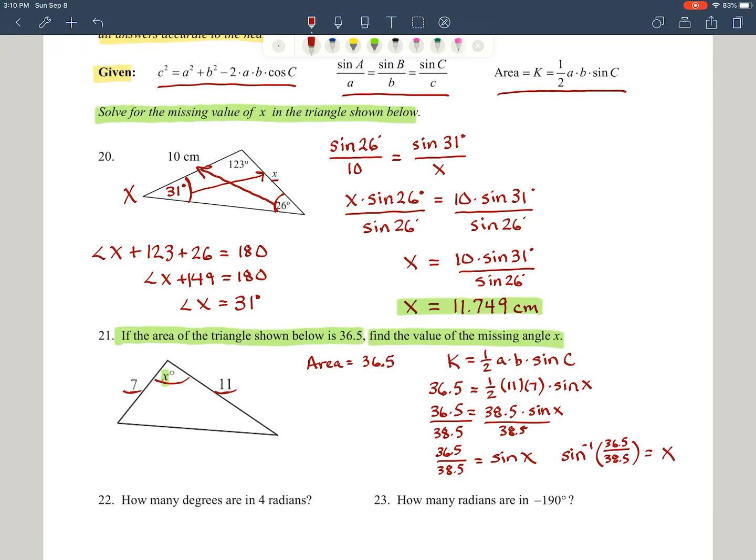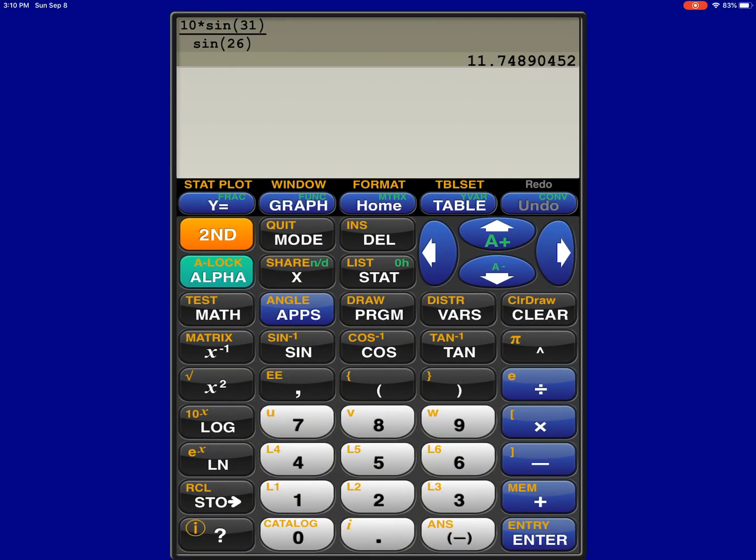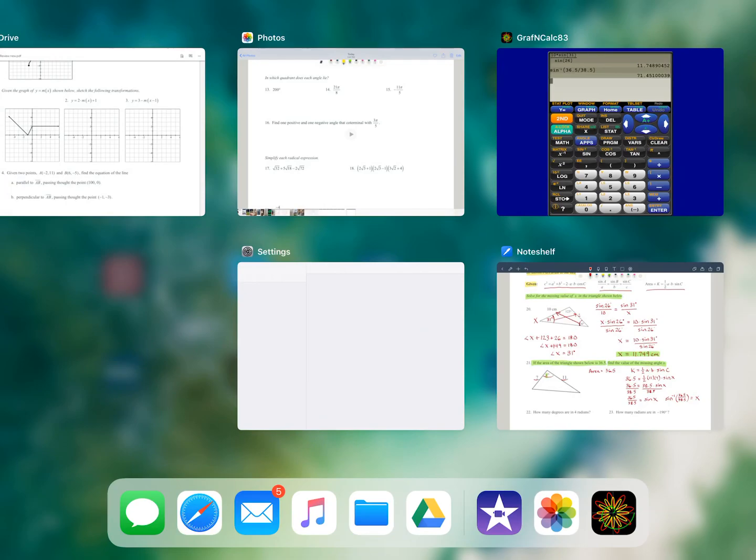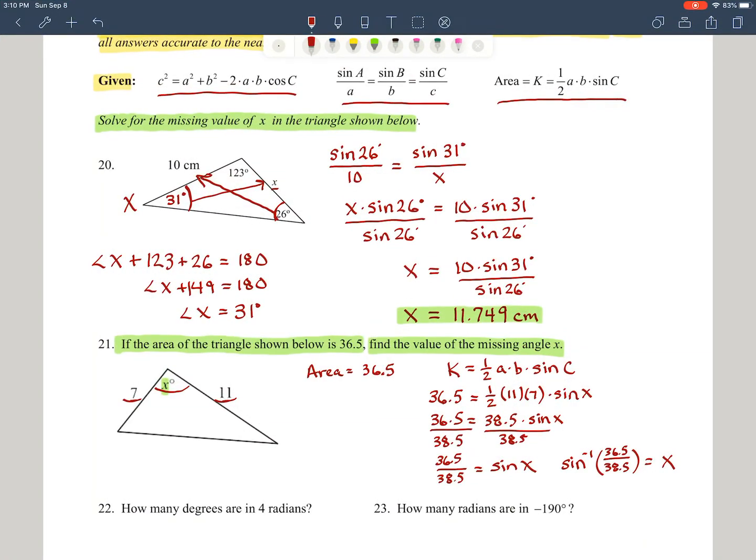And then we'll just type that in on the calculator and get the answer. So we'll do second inverse sine, and we said it was 36.5 divided by 38.5. Hit enter there, and you will see we get about 71.4510, so that'll just round to 71.451. So 71.451 degrees is what our angle measure should be. And that right there is our answer.